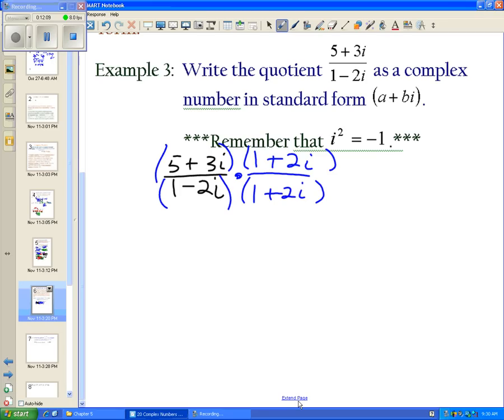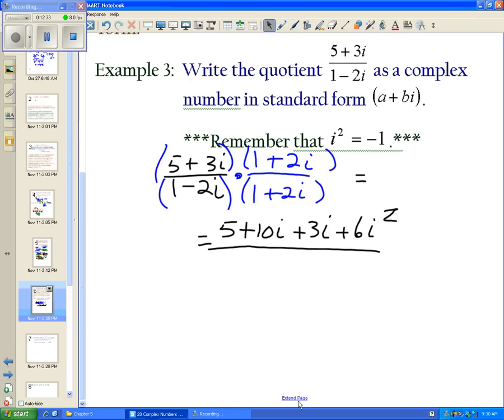So in the top, I'm going to FOIL. 5 times 1 is 5, that's first. Outer, 5 times 2i is 10i. Inner, 3i times 1 is 3i. Last, 3i times 2i is positive 6i squared. That's my numerator. My denominator, 1 times 1 is 1. That's my first. My outer is positive 2i. My inner is negative 2i. And my last is negative 2i squared.